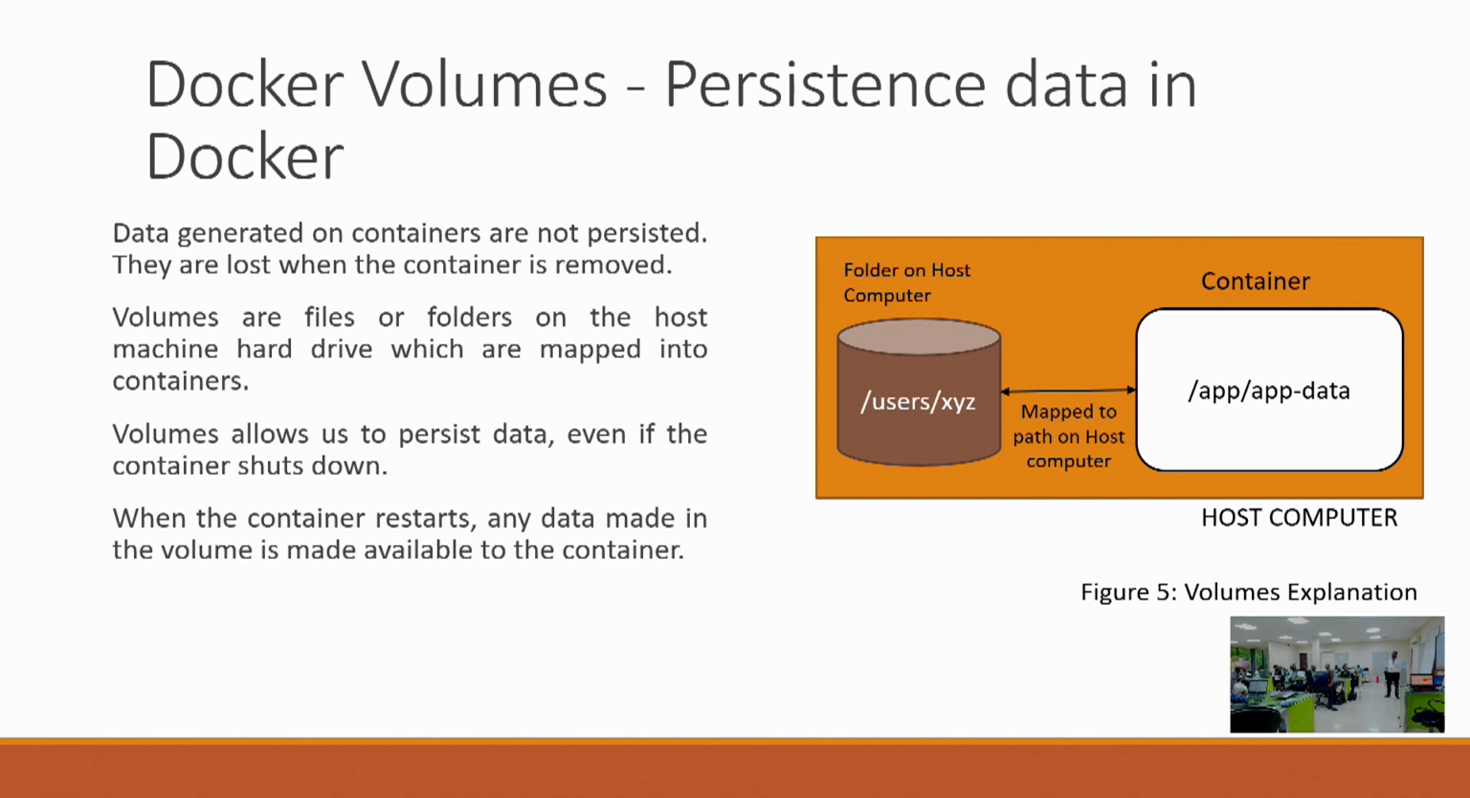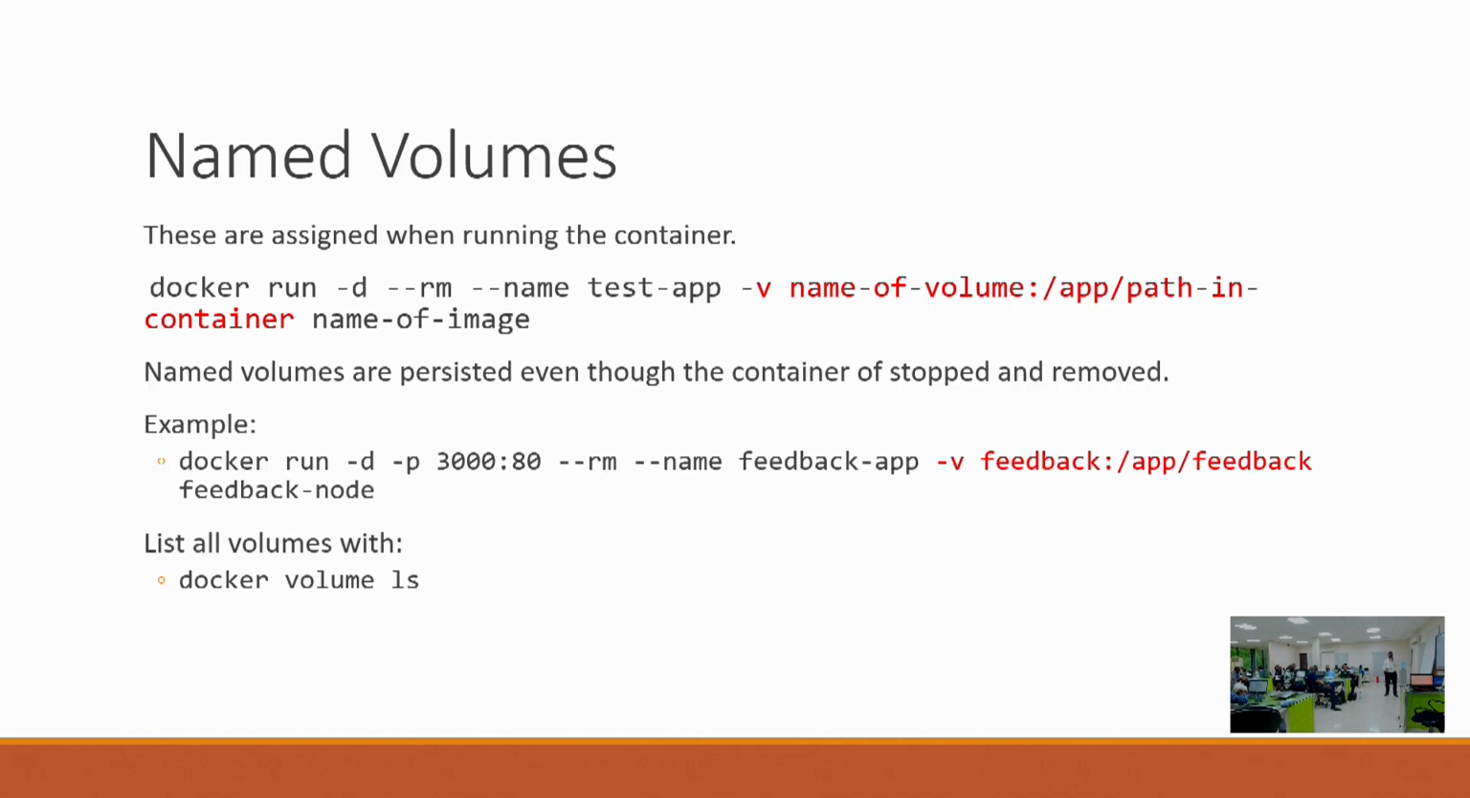But if you want to persist this data, if you want to keep this data, you use Docker volumes. So volumes are files or folders on the host machine that are mapped onto containers. So we have our files on our local machine mapped onto the container, and this allows you to save information about your container on your local machine. Volumes allow us to persist data even if the container shuts down. When the container restarts, any data changes made in the volume are made available in the container. I think that's straightforward.